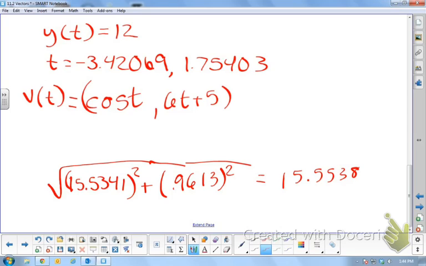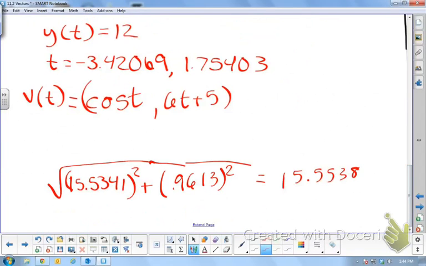Yes. And probably on the AP test it would never have that kind of thing going on. But it does, so do both. Unless it would probably limit you and say on the interval 0 to 5 or whatever, and then you'd only pick the positive t value.